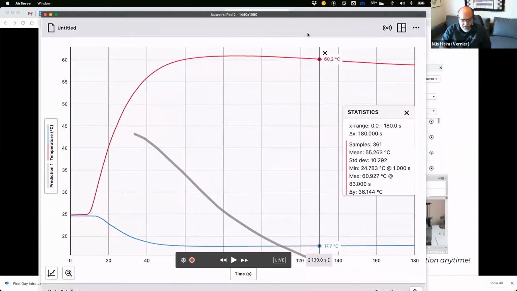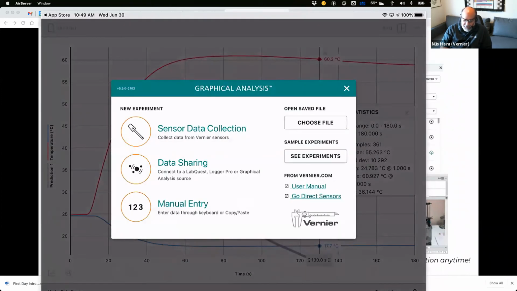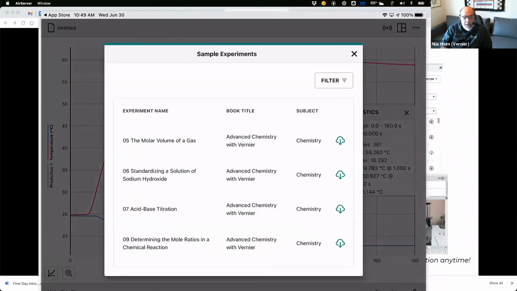Here's my iPad. I'm going to do the same thing. I'm going to do a new experiment, and I'm going to touch See Experiments. Here we go. So what you'll see in here, I'm guessing my version of Graphical Analysis is a little wacky, so hopefully yours is not.